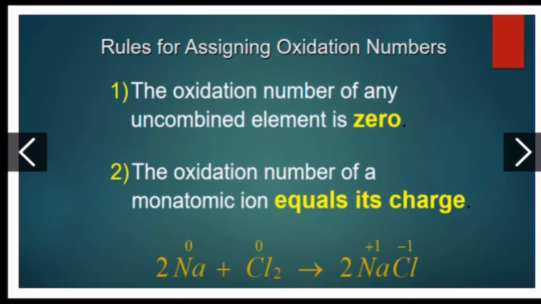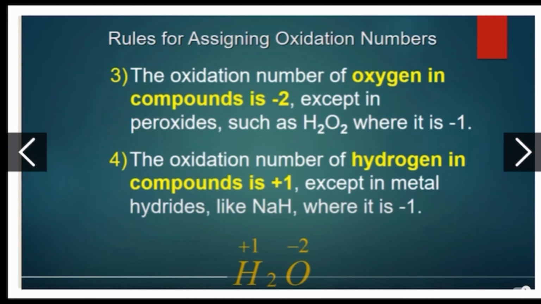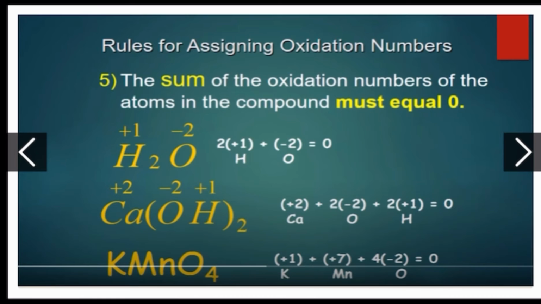Rules for assigning oxidation numbers. First, the oxidation number of any uncombined element is zero. Second, the oxidation number of a monatomic ion equals its charge. Third, the oxidation number of oxygen in compounds is -2, except in peroxides, where it is -1. And the oxidation number of hydrogen in compounds is +1.